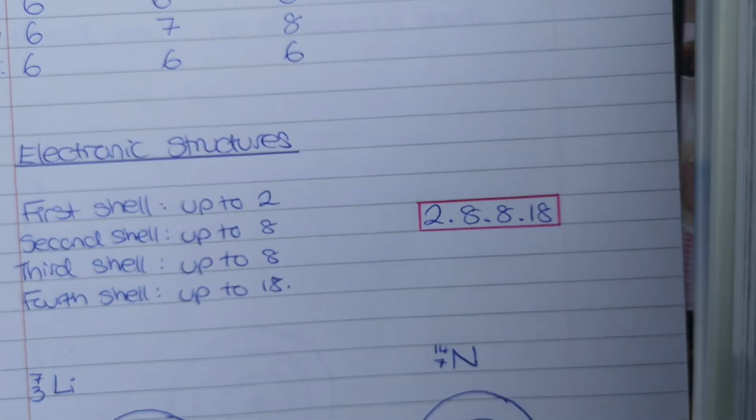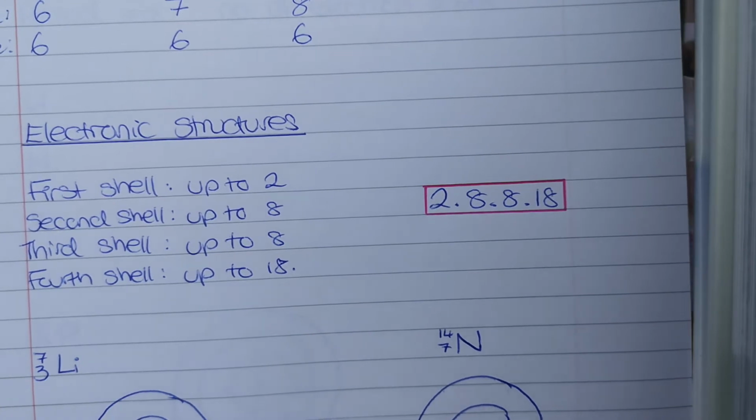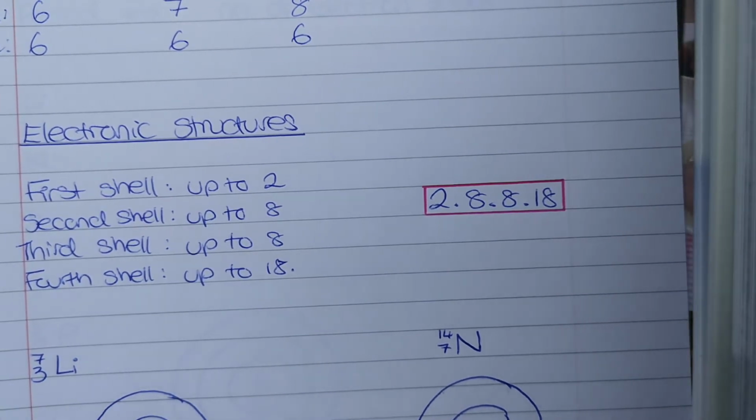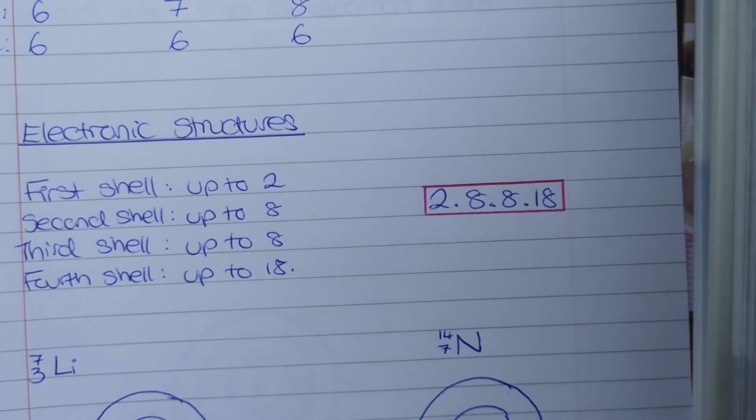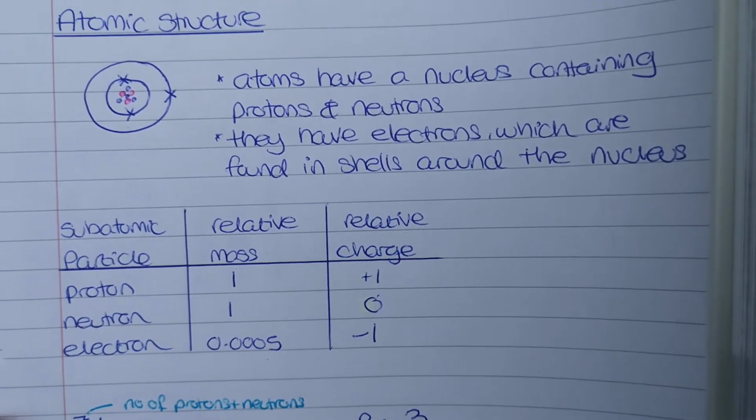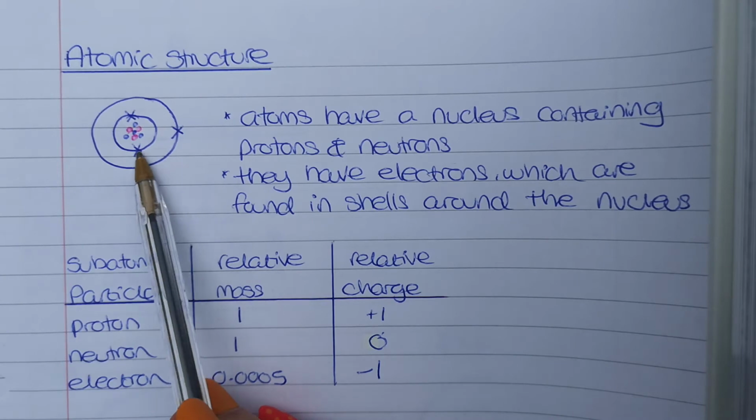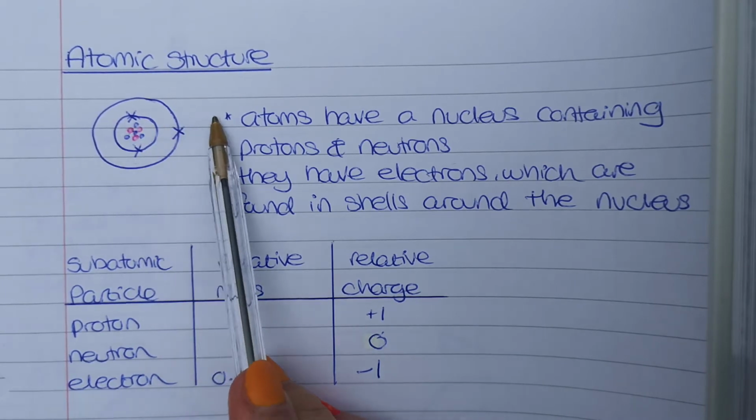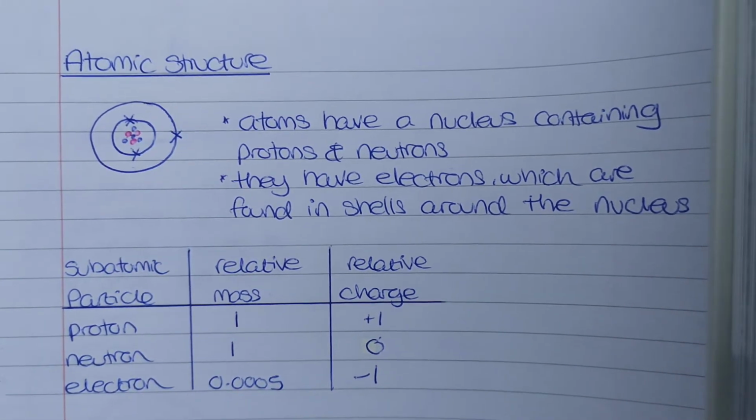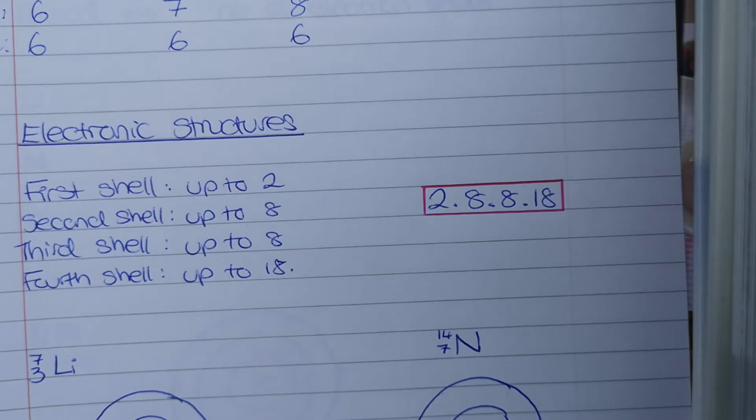Now, electronic structures, or sometimes you'll hear it called electron configuration, is how we arrange the electrons in their shells. So if we just pop back to this picture we had at the beginning of the atomic structure, you can see I've put 2 electrons on this shell and 1 on this shell, and that wasn't just by chance. There are some rules we need to follow.